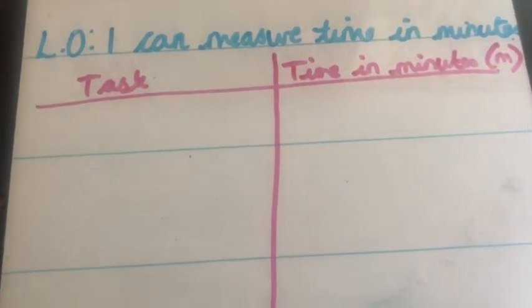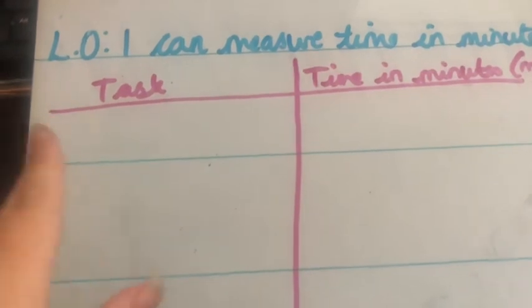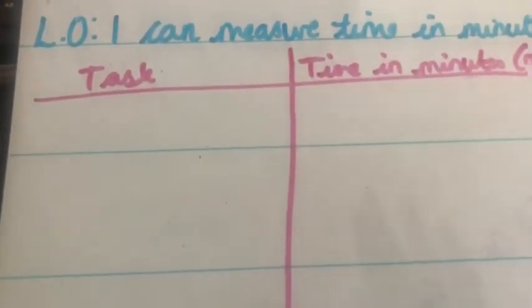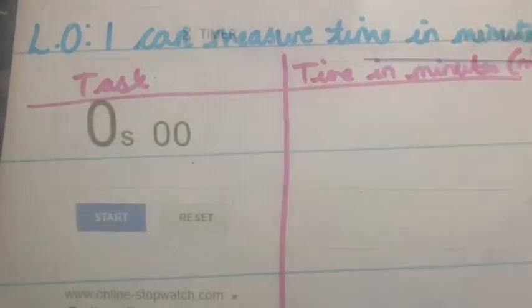So let's get started. Okay guys, so I'm starting to set myself up with a little timetable here. As you can see over here, I've got task, and I'm going to write the task that I do down this side. Then over here, I've got time in minutes, and I'll write the time in minutes this side. Okay, let's get going.